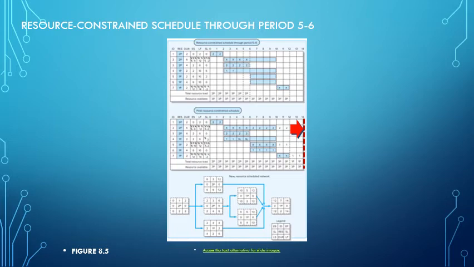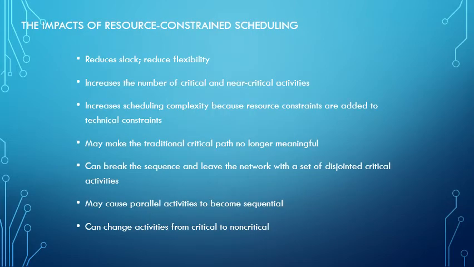Resource constrained schedule through the period. So what happens is originally they were going to end on week 12, but now it's clear they're going to have to go out 2 more weeks because they need to spread out the resources that they have available to make the project work. Impacts of resource constrained scheduling.